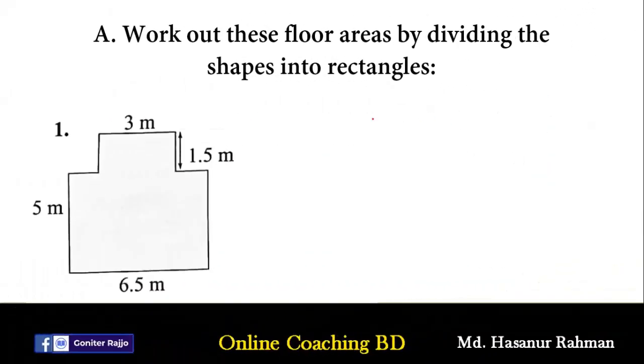So the first question says, work out these floor areas by dividing the shapes into rectangles. At first we can see there is a shape given. So we have to divide this shape into rectangles, then we have to find out the area. So how can we solve this? This is a very simple one.